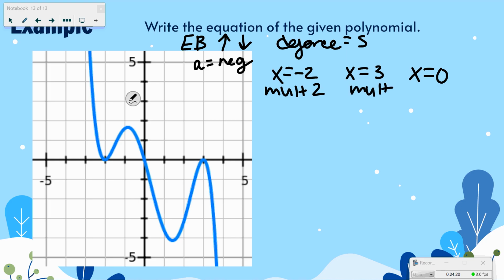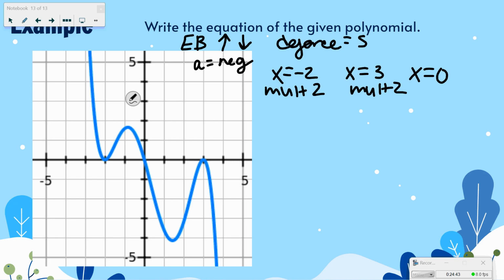Good. And notice at 0 we just passed right through. So there's just that multiplicity of 1, kind of nothing extra. So if I have my zeros and their multiplicity, where do I want to go next to help me write my equation? Square the ones with the multiplicity. Kind of think about what we did before.